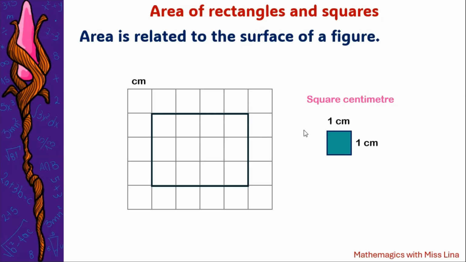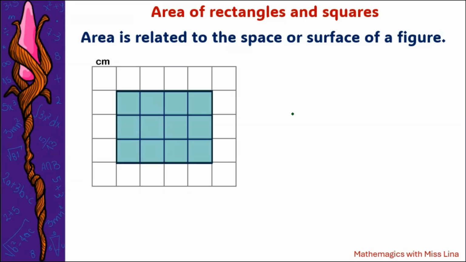So the area is going to be related to how many squares we need to cover the whole surface of the shape. So we are going to take one square and move it across the area to cover the whole area and check how many of them we need. Let's see. 4, 8, 12 in total. We needed 12 squares in total, but the idea is to do it in a quicker way.